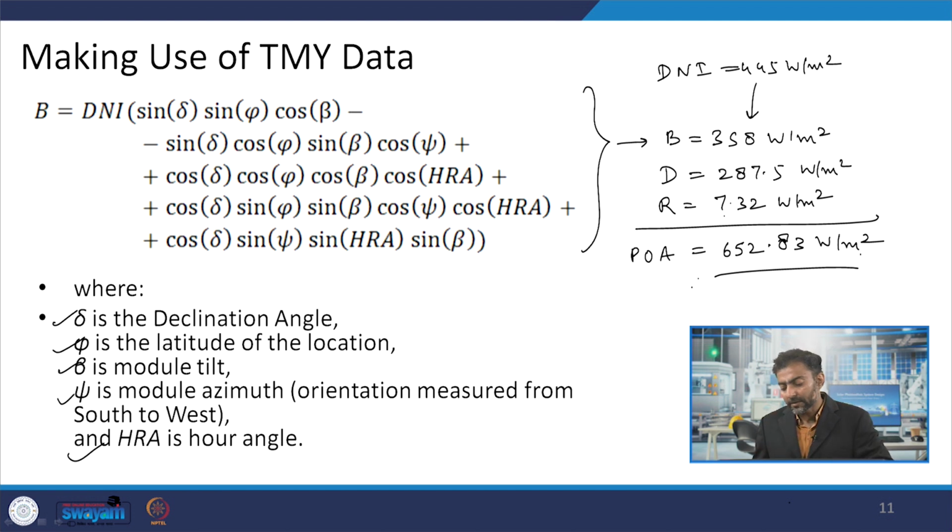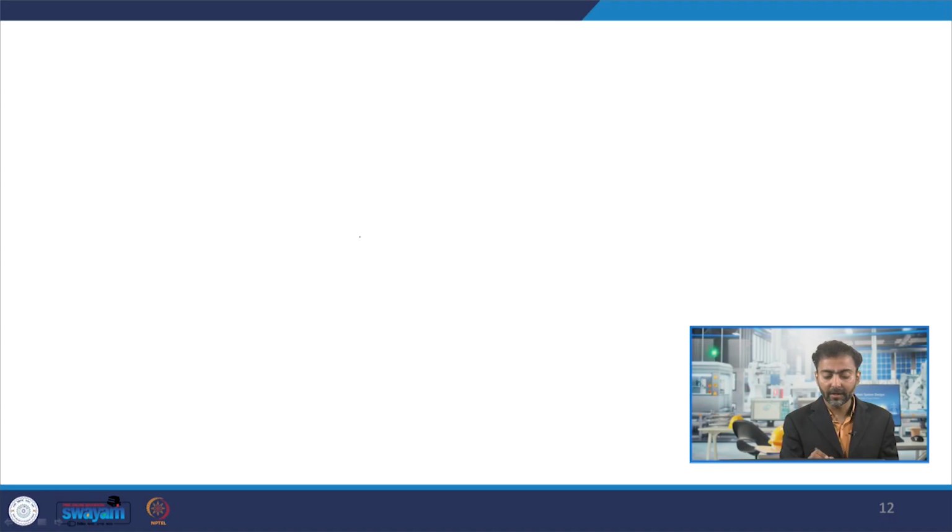But now the thing that must come to your mind is that we have been talking about just one particular instant in the entire year, but across the year everything will keep changing. So if I want to generalize this, that is important for overall solar radiation resource assessment. So how do we go about generalizing it? If you see in this entire exercise, there are two very critical angles which are changing. One is the HRA angle, another is the declination angle delta.